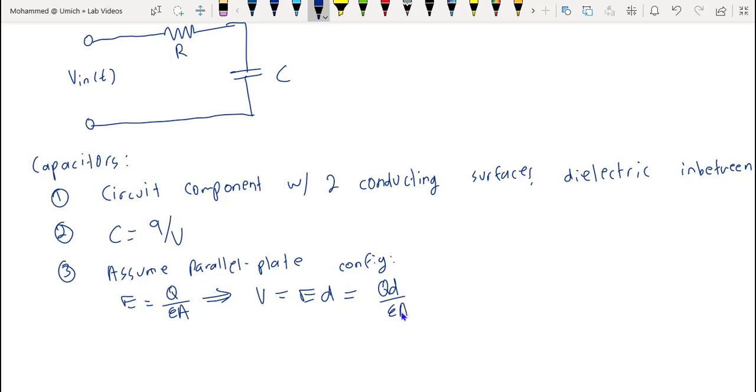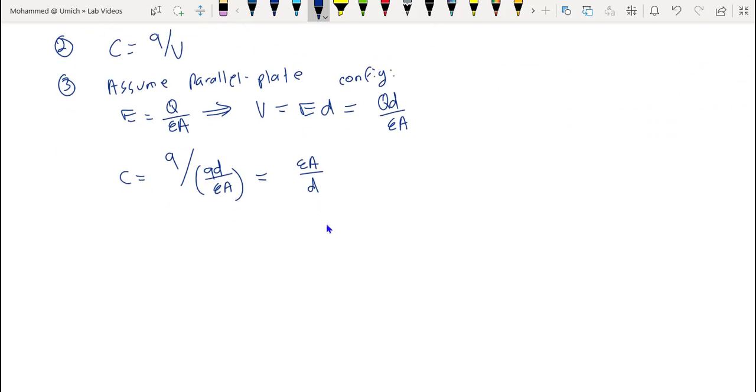over epsilon A. And if I put this into this formula here, I get C equals Q over QD over epsilon A. And the Q's cancel out, and we're left with epsilon A over D, which, as you can see, is independent of the electric field in between the capacitor plates. 4.